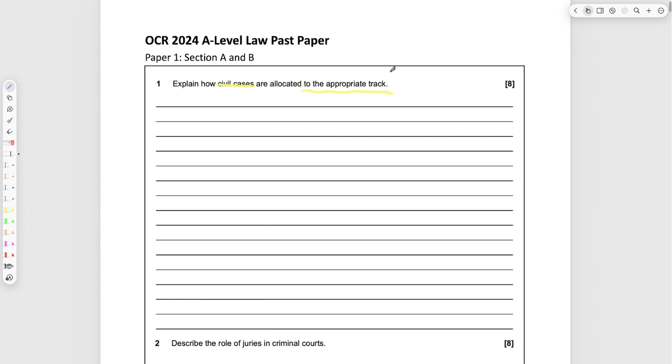Back to the question, if you've been studying A-Level Law for any sort of period of time, you will know that when they say track, they are referring to the three categories that they put civil cases in. So we've got the small claims track, the fast track, and then the multi-track. Okay, I'm going to label them here. And we'll go into a little bit of detail about each of these.